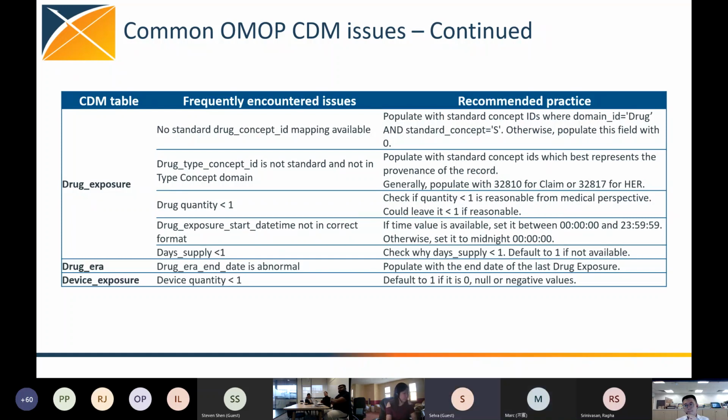Selva here. Drug exposure end date is required. Yeah, so I thought that changed in V5.3.1, but I wasn't too sure. So yeah, we can go ask the CDM groups why that's required, but because it's required, you would have to put something in.